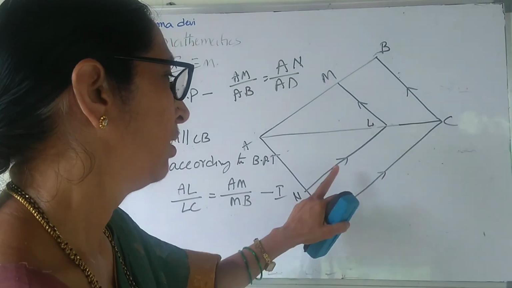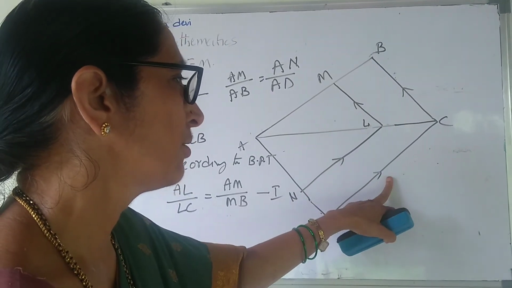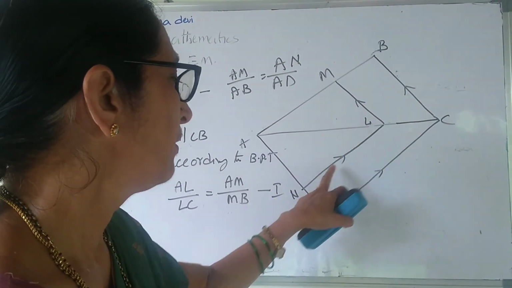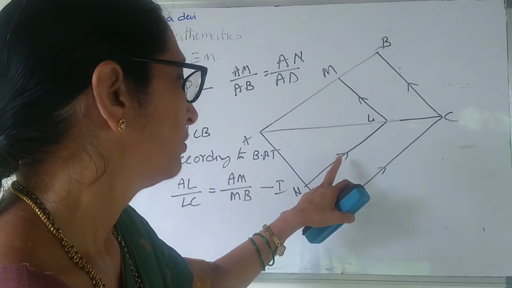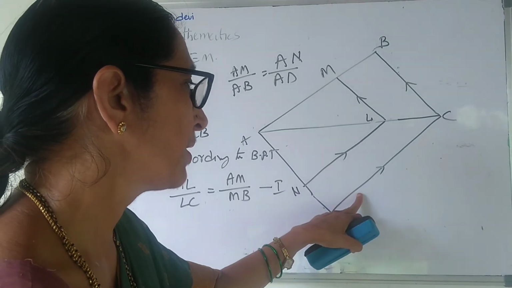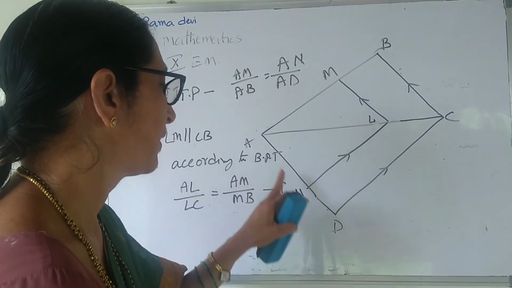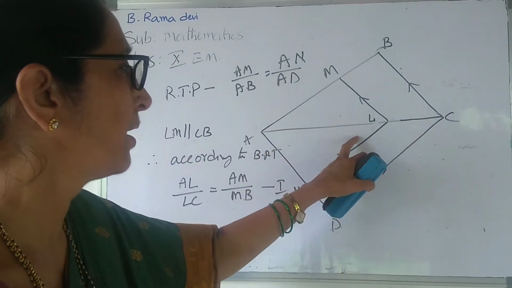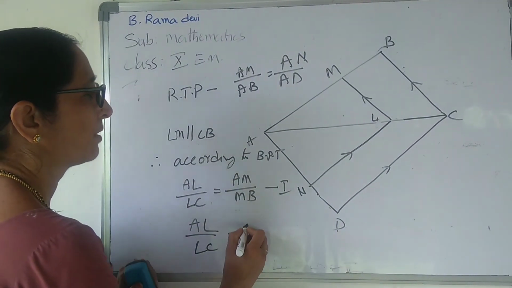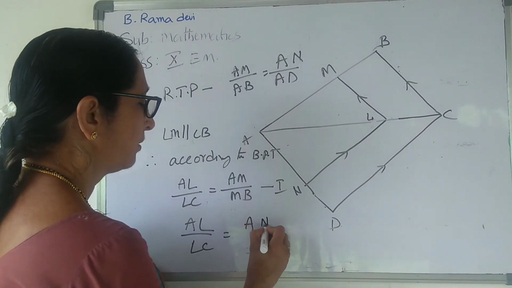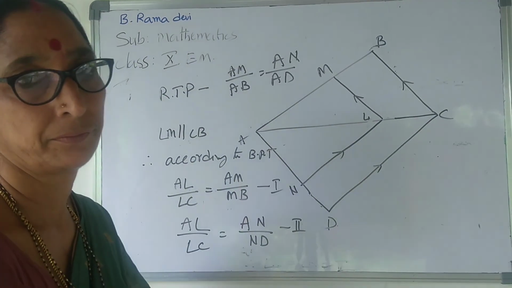And then, what is the second data? LM is parallel to CD. Therefore, according to BPT, the line parallel to one side divides the other 2 sides in the same ratio. So, AN by ND is equal to AL by LC. AL by LC is equal to AN by ND. This is the second equation.